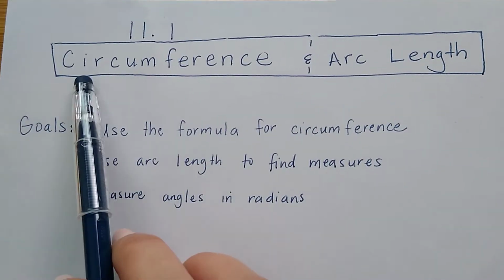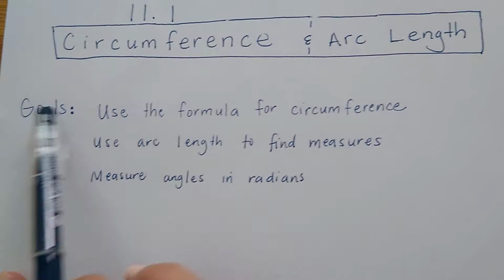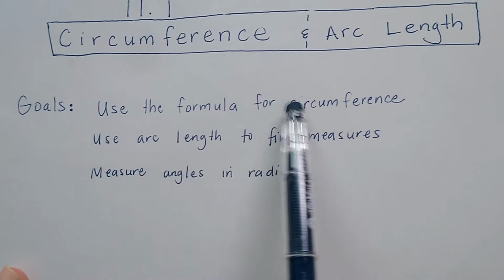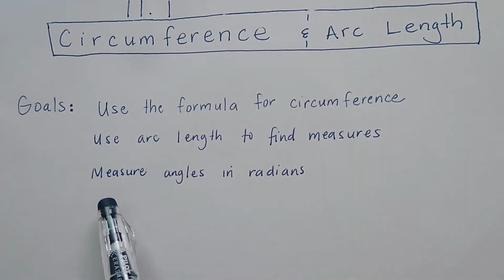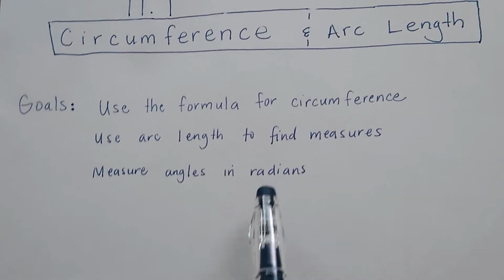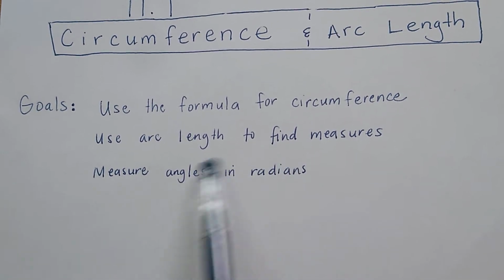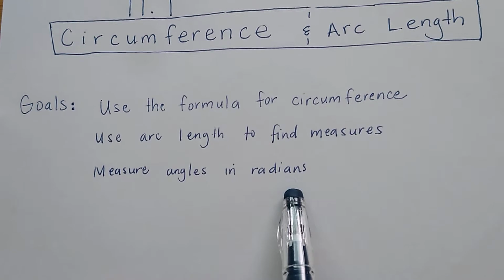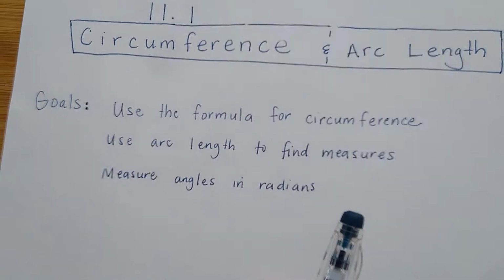So we're going to be starting with the circumference and the arc length of a circle, and our three goals here are as follows. The first goal is to use the formula for the circumference. The second one is to use an arc length to find the measures, and then the third is to find the measure of angles in radians and not degrees. We'll be able to work with both of them, but the main focus is working with measuring angles in degrees.